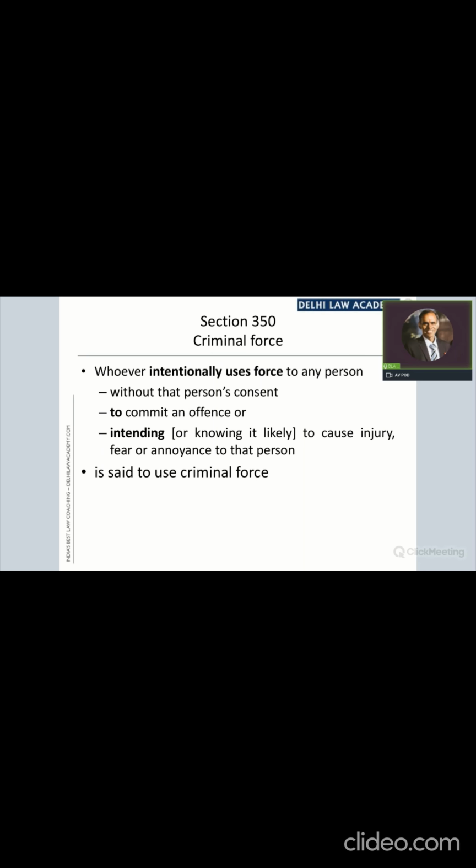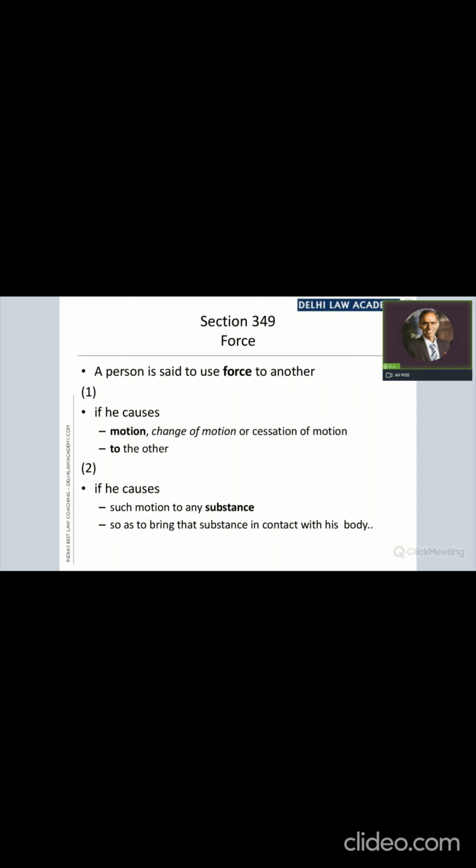These are the three requirements of section 350. First requirement is intentional use of force. What is meant by use of force? That is defined in section 349, use of force. A person is said to use force to another, and then we have two acts which may be characterized as use of force. The first type of act is if he causes motion, change of motion or cessation of motion to the other. So if one person causes motion or change of motion or cessation of motion to another person, we will say that the first person has used force on the second person.